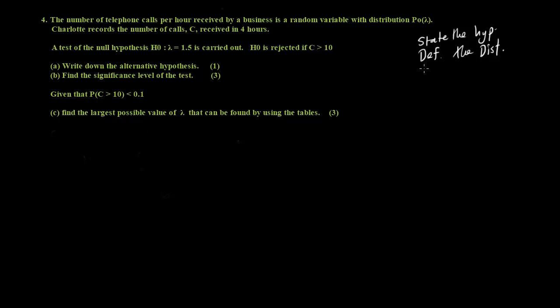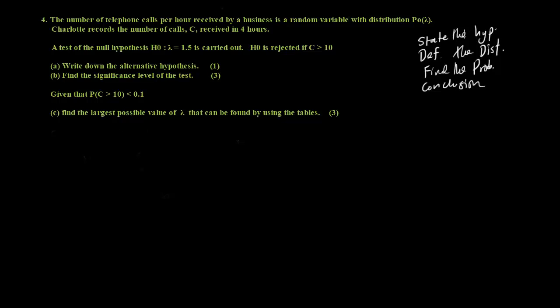Next, we have to find the probability from the random variable. So random variable is given. We have to find the probability. And finally, conclusion, where we check whether it is significant or not. Now, first of all, stating the hypothesis.